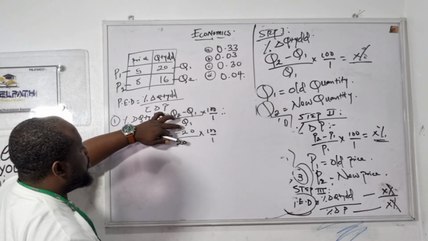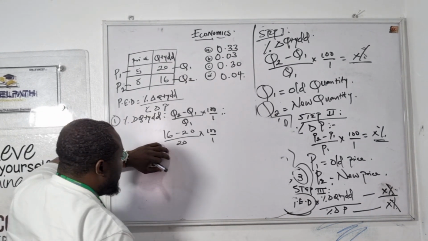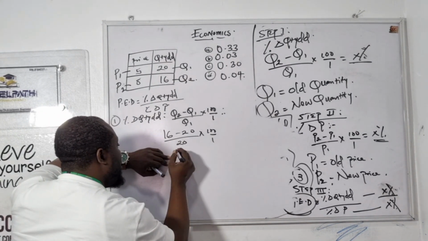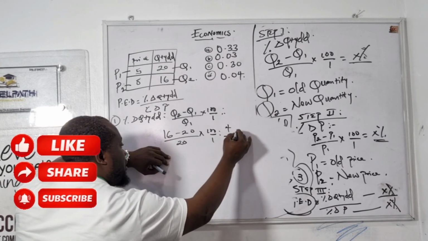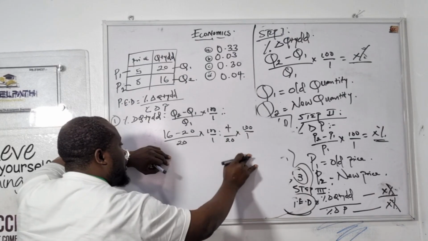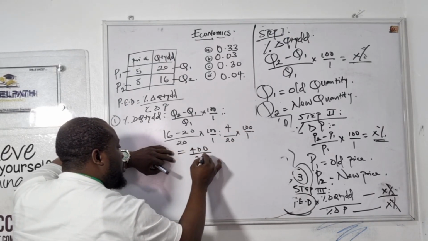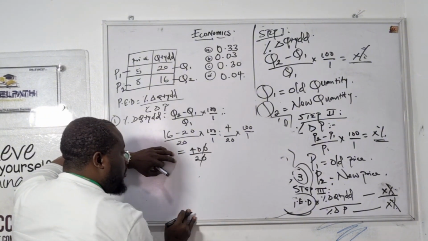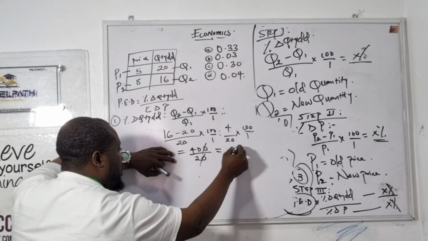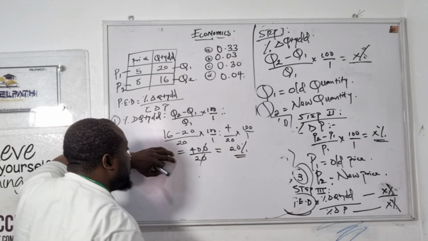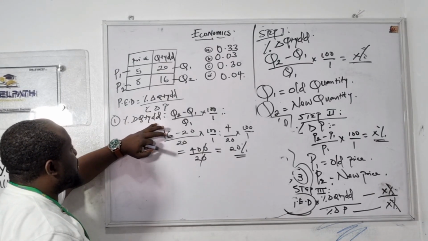So 16 minus 20 is minus 4. In demand, we throw away the minus. We have 4 over 20 times 100 over 1. So 4 times 100 gives us 400, divided by 20, so we have 20%. 20% is our percentage change in quantity demanded.